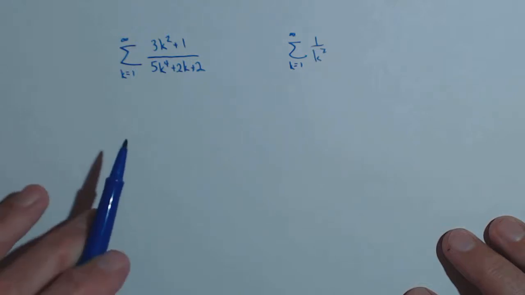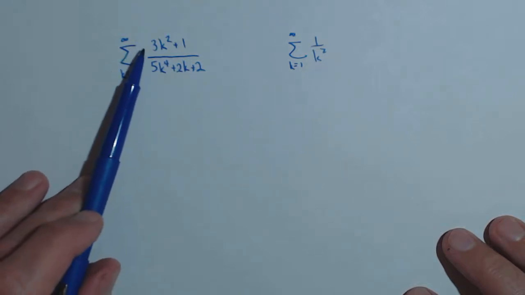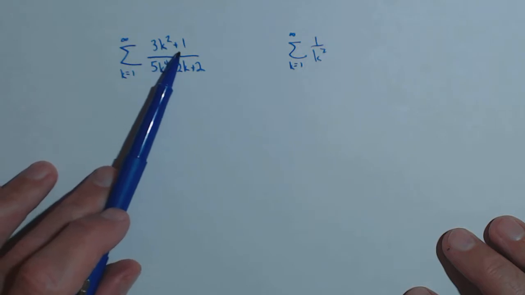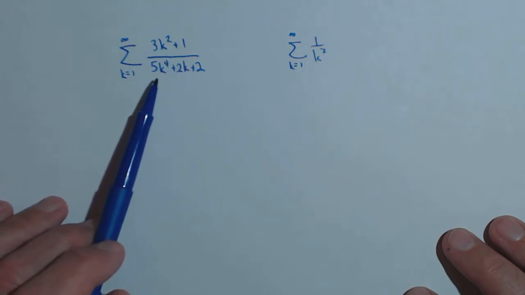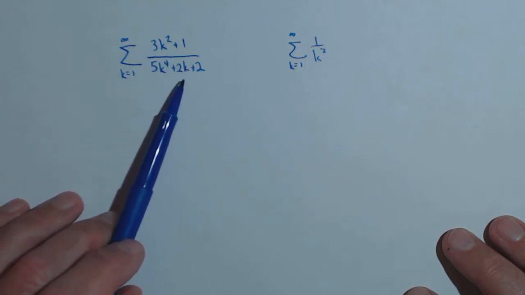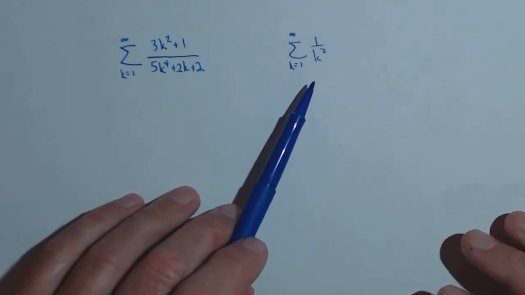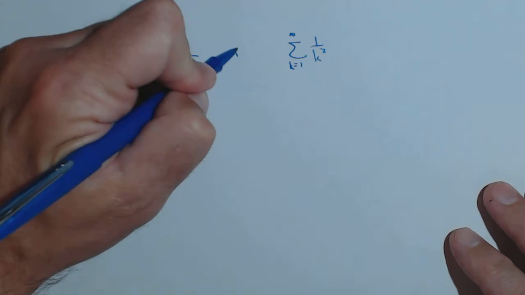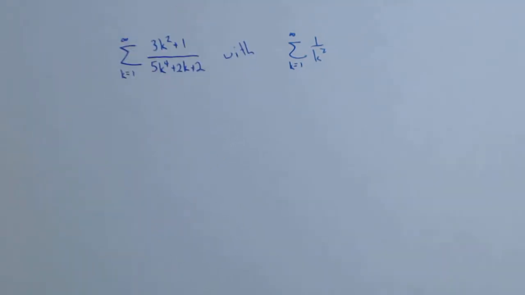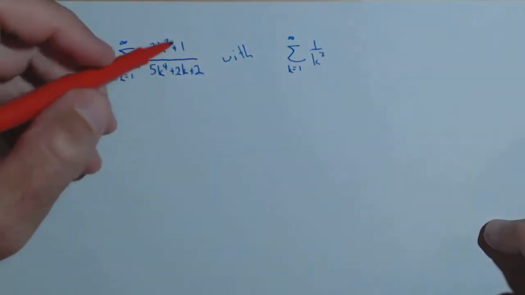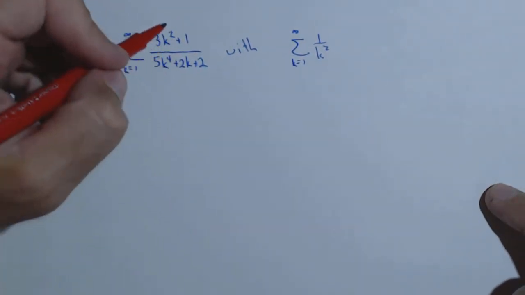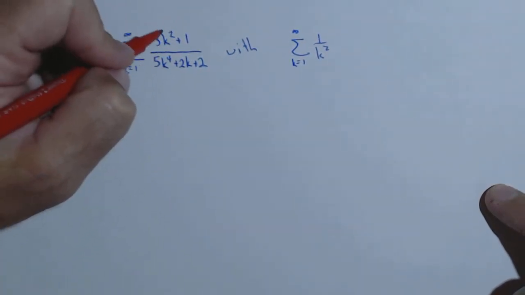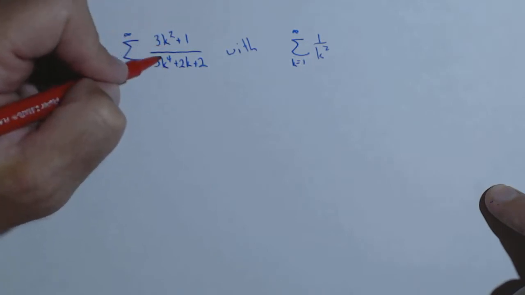In this video we're going to practice using the limit comparison test by comparing (3k squared plus 1) over (5k to the fourth plus 2k plus 2) with 1 over k squared. Now, one of the things before we even get into comparing this, how you might decide if you weren't given that, is to look at the highest powers on this side.